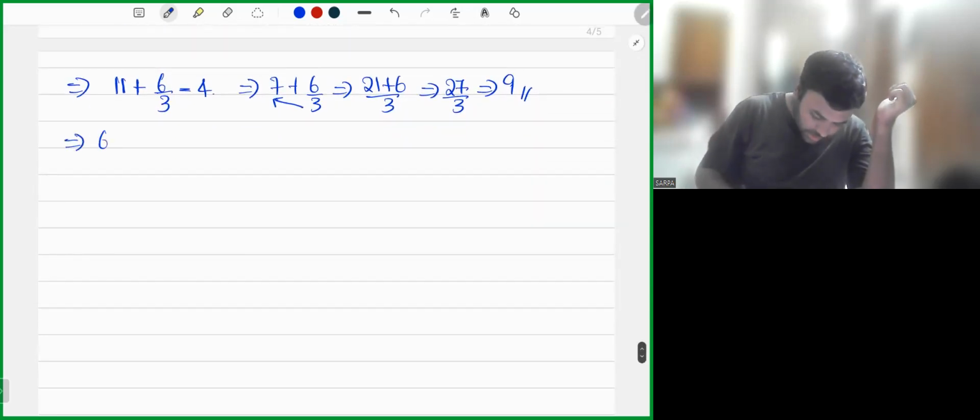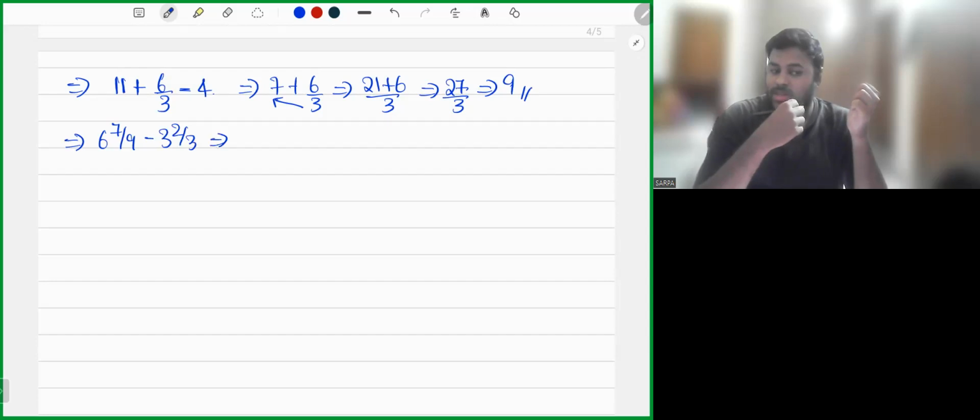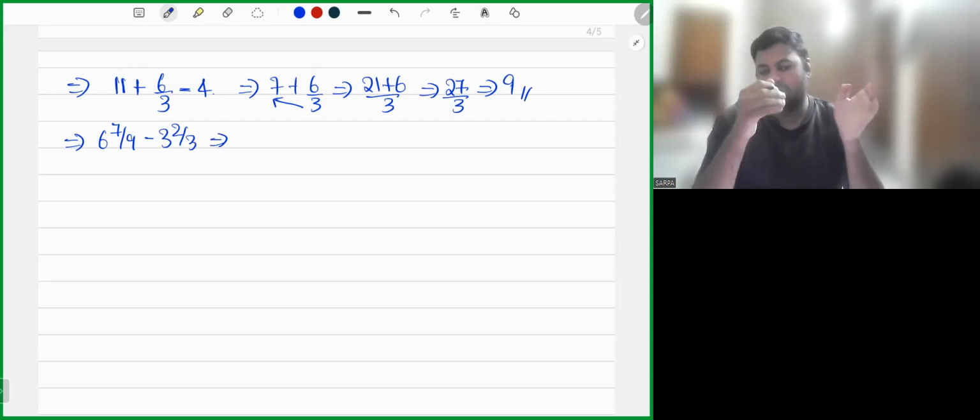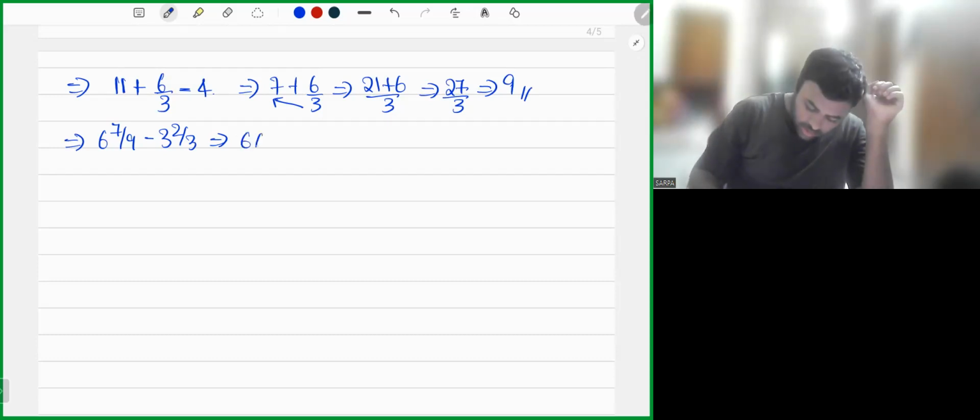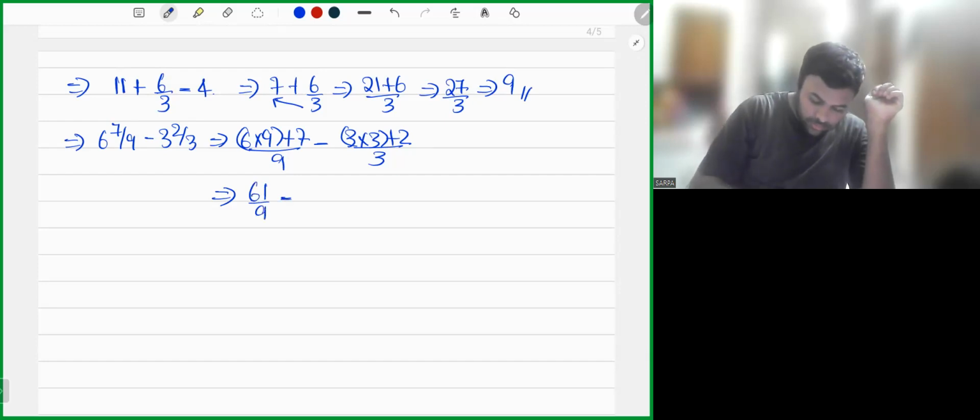Now, I'm having 6 7 by 9 minus 3 2 by 3. So, it's a mixed fraction. Can you add mixed fractions directly? No, sir. First, we need to convert into normal fractions. How will you do? 6 into 9 plus 7 by 9 minus 3 into 3 plus 2 by 3. 6 into 9 plus 7, 61 by 9. 3 into 3 plus 2, 11 by 3.